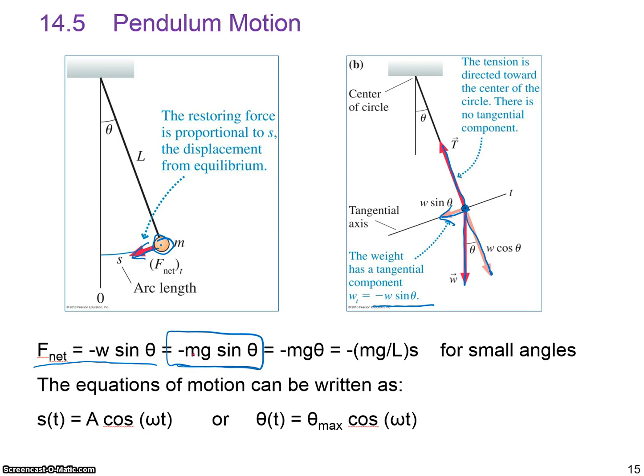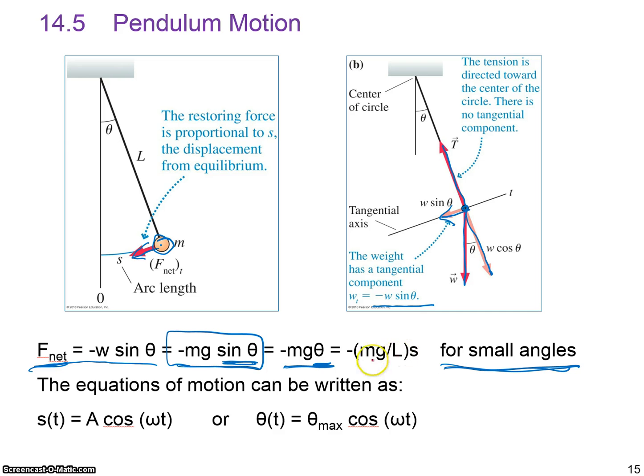Simple harmonic motion says that the force has to be a linear relationship with the displacement. The sine of theta is not linear, it's sinusoidal. So what we have to do is make an approximation here. For small angles, the sine of theta is approximately equal to just theta in radians. If we make that substitution and allow this to happen just for small angles, then this is a simple harmonic relationship. The net force is linearly related to the angle theta.